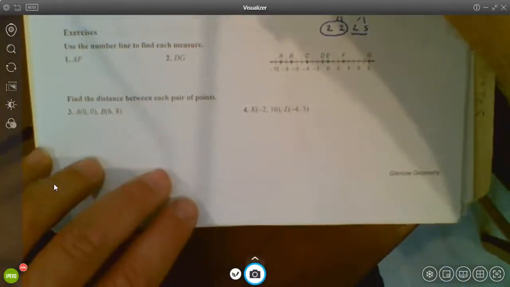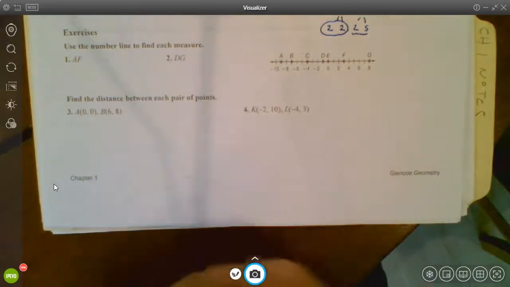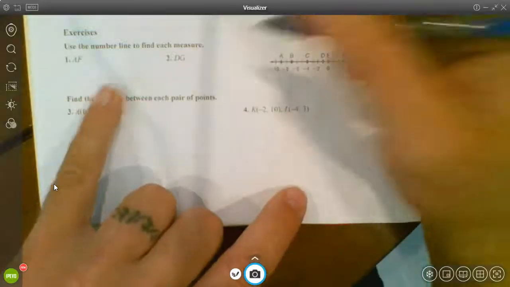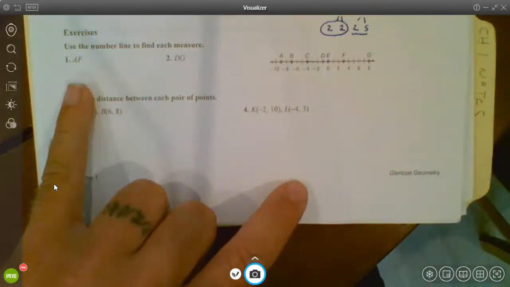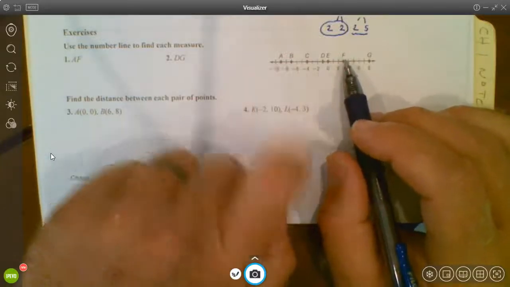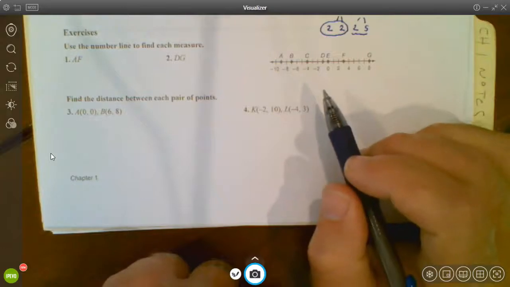So here's a good place for you guys to pause if you would like and try these on your own before I do them. But here we go. So use the number line to find each measure. So if we were to look at AF, so these are just number line problems. So here's A, here's F. Again, I could count them and see how many spaces apart they are. But let's try the algebra.